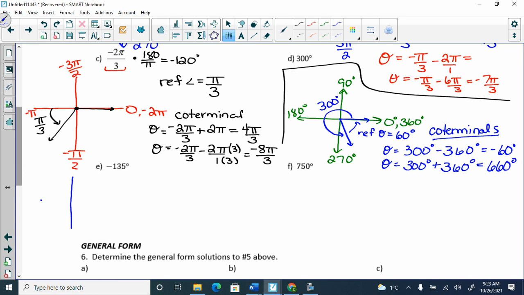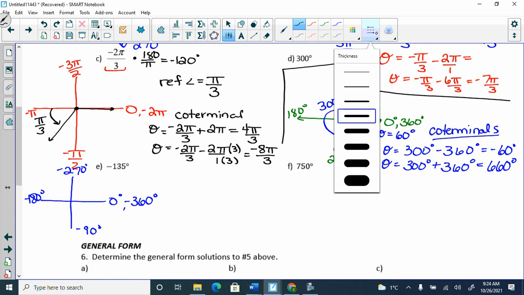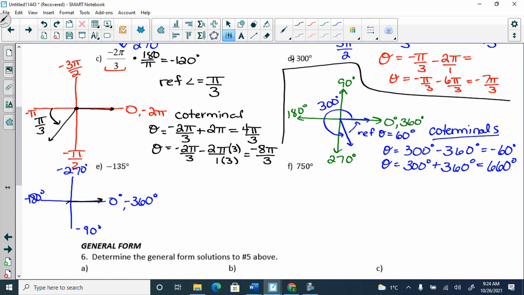So if we go negative 135, we go 0, negative 90, negative 180, negative 270, negative 360. Negative 135 is 45 more than 90, which is also 45 less than 180. So this is my reference angle, right? My reference angle is the bow tie angle, the angle from the terminating arm to here. So my reference theta equals 45 degrees.